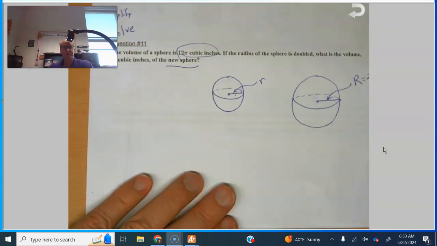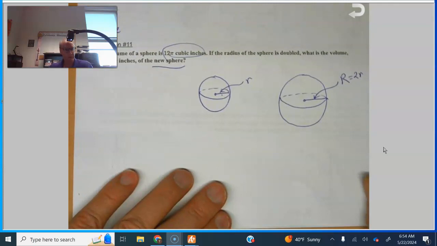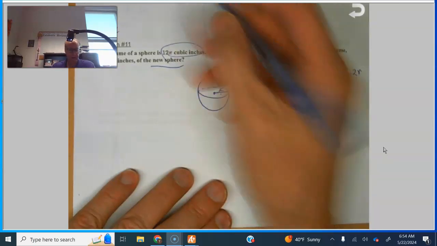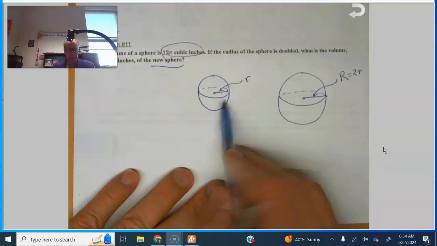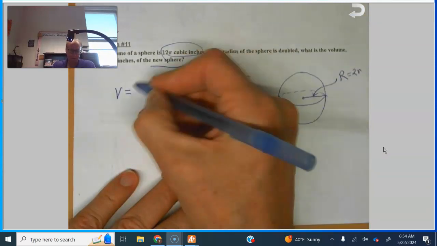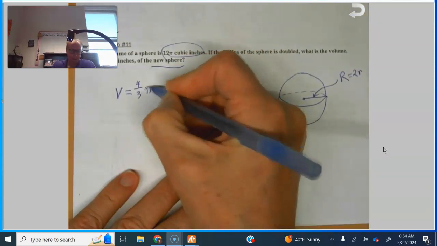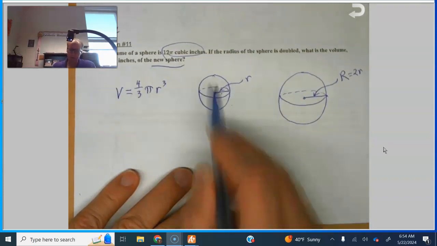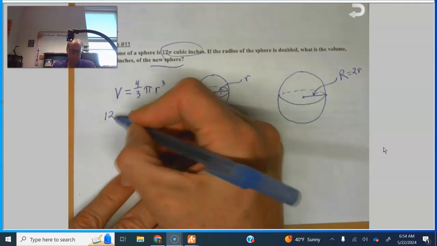You could just simply guess. I don't recommend doing that. What I recommend doing is actually analyzing this. Follow the problem-solving steps, which is I have a diagram, I have a formula. The volume of a sphere is 4/3 pi r cubed, and I don't know the radius, but I do know the volume. It is 12 pi.